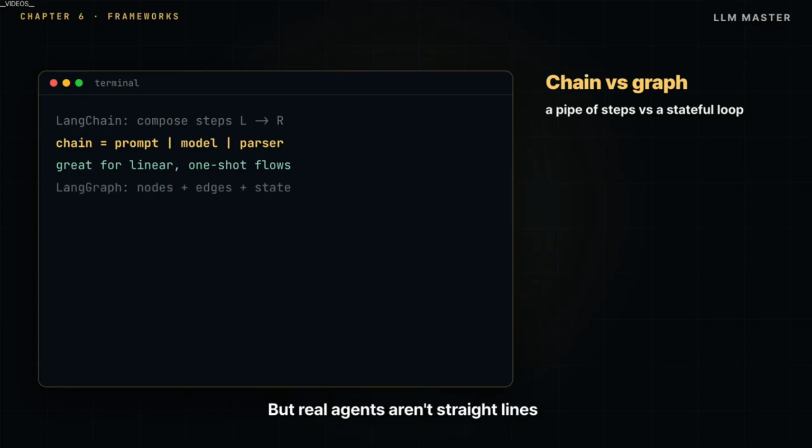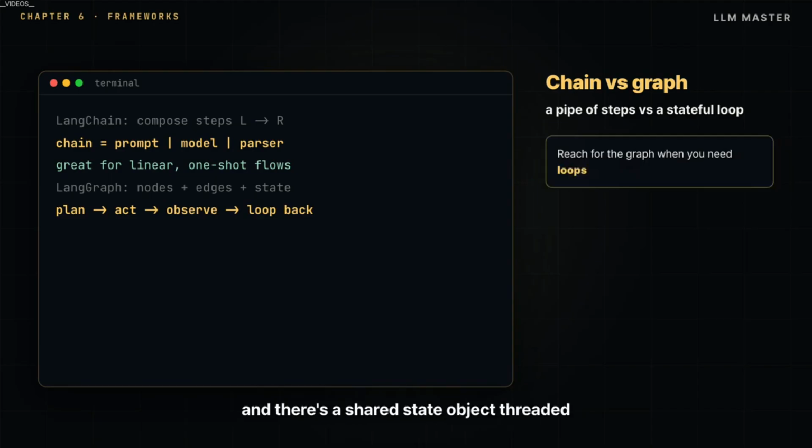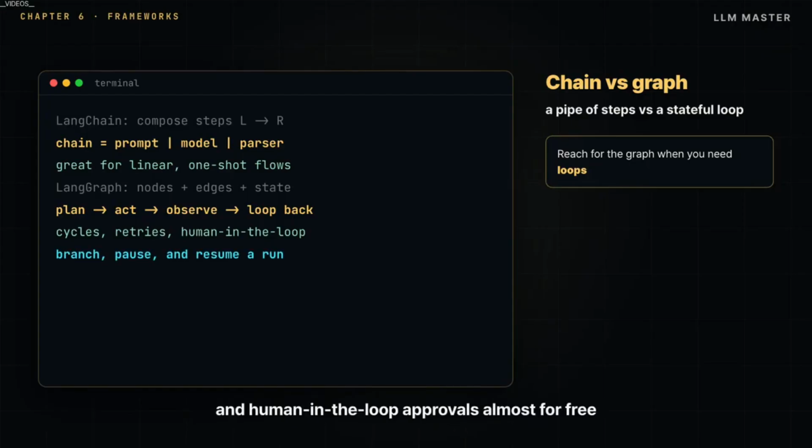But real agents aren't straight lines. They loop, they retry, they back up, and try again. That's why the same team built LangGraph. Here you model the app as an explicit graph. Nodes are steps, edges are transitions, and there's a shared state object threaded through the whole run. Because it's a graph, you get cycles, branching, checkpoints you can pause and resume, and human-in-the-loop approvals almost for free.